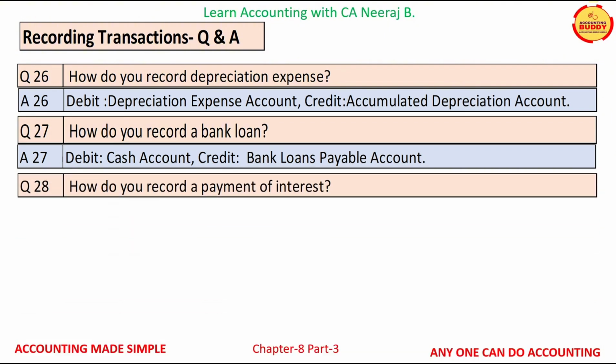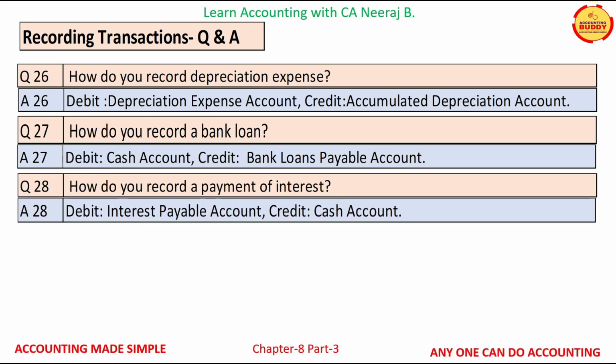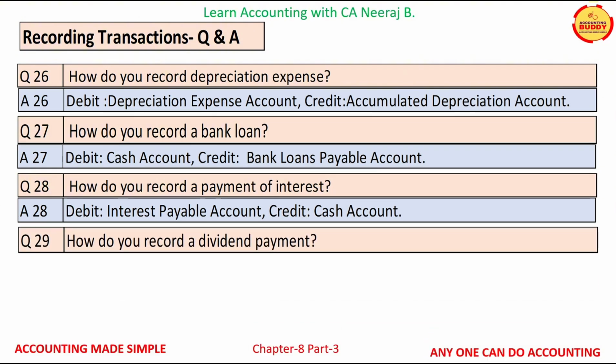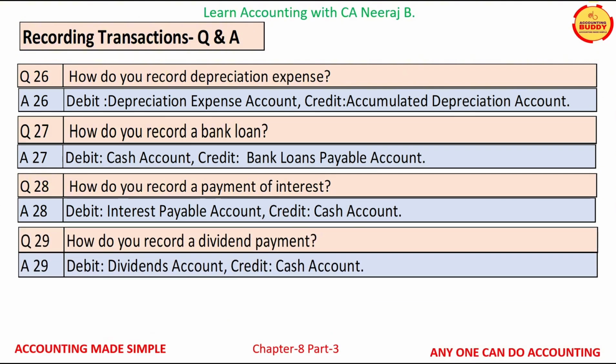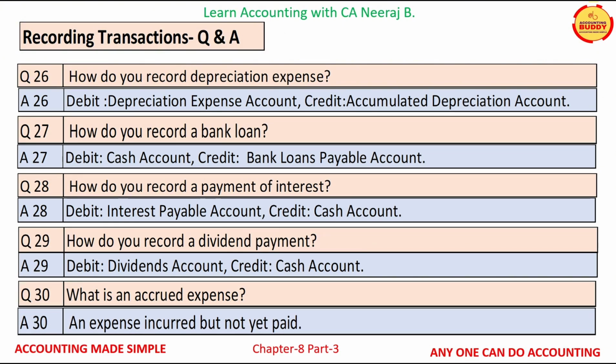Question number 28. How do you record a payment of interest? The answer is debit interest payable account and credit cash account. Question number 29. How do you record a dividend payment? The answer is debit dividend account and credit cash account. Question number 30. What is an accrued expense? The answer is an expense incurred but not yet paid.